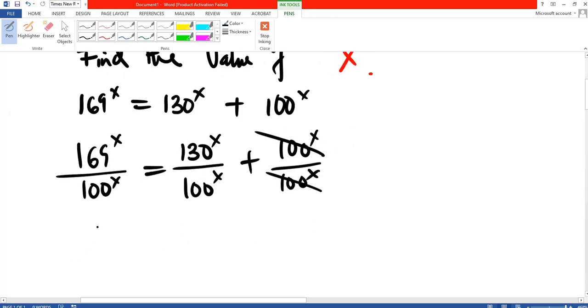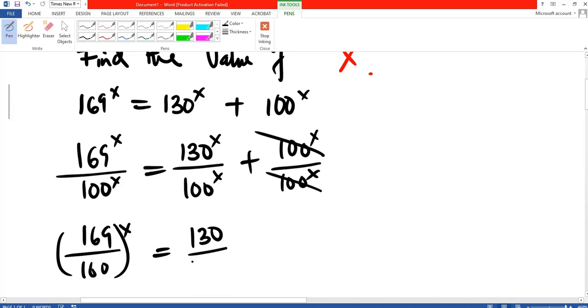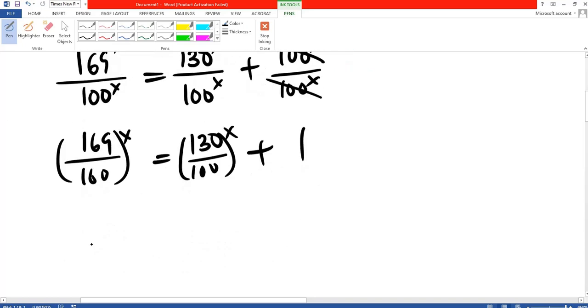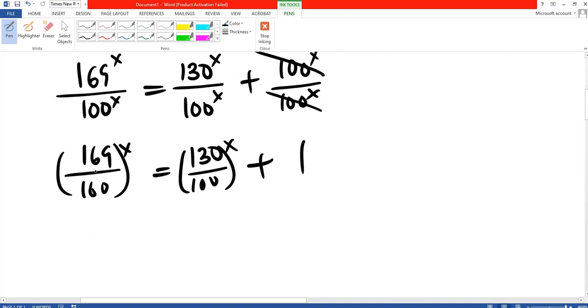Since these are of equal power, you just say 169 all over 100 raised to the power x is equal to 130 all over 100 raised to the power x. Since the powers are common, this one will be plus 1. Now you have 1.69 raised to the power x equal to 1.3 raised to the power x plus 1.